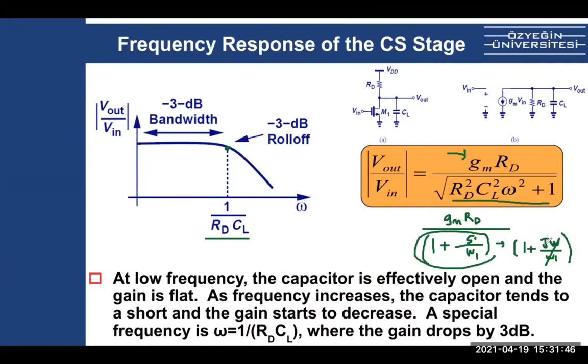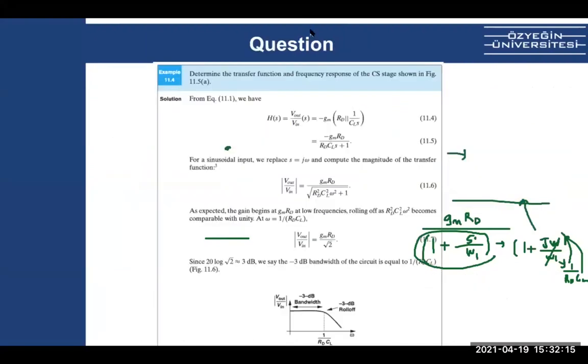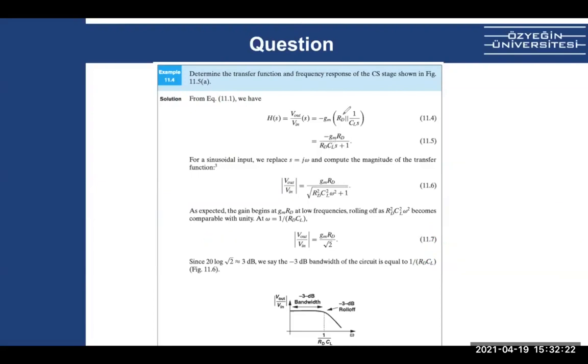Basically 1 plus J, you put 1 over R D C L here, then 1 over R D C L flips. So you'll see 1 plus J R D C L omega. And when you take the absolute value of it, you take that, okay? All right, so if you didn't understand, you can check Razavi. This explains it nicer. Same circuits. This is the gain. You write it in terms of the Laplace transform, and we replace S with J omega. And when you want to take the magnitude of it, you can write it like this.